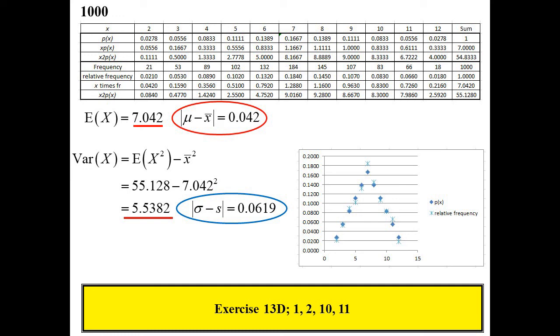Not a lot of questions on this one. 13D, well, it's a little bit different sort of exercise, statistical inference. Have a look at these 4 anyway.